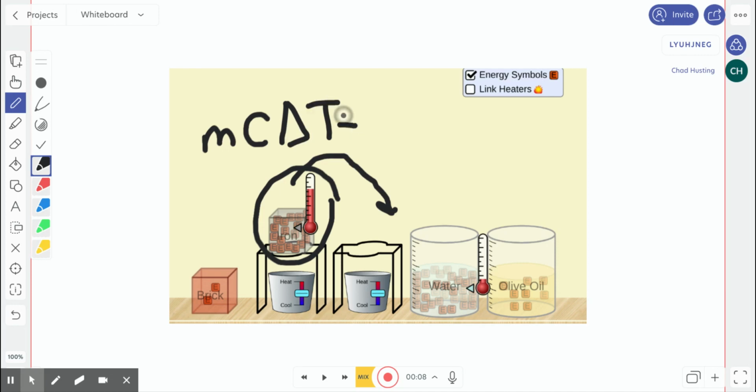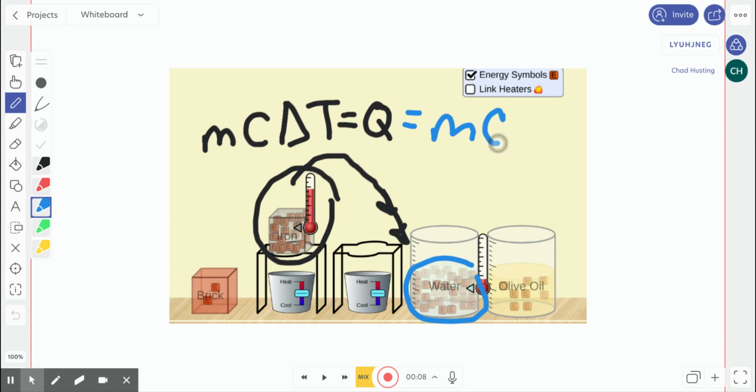Okay, that Q is flowing energy. It has to flow somewhere. It's going to flow into the water. What's going to happen to the water? Guess what? The water also has a mass. This is the mass of the water. Here's the water. Okay. It has a specific heat, which is very well known. And because the hot metal is going into the cold water, the temperature is going to go up. It's going to have a change in temperature.